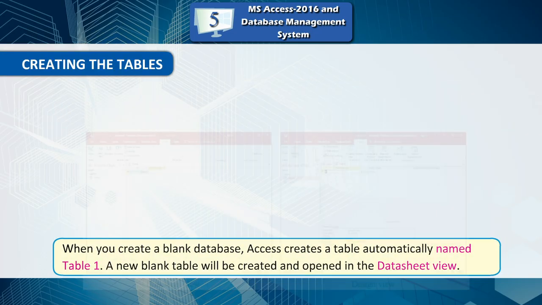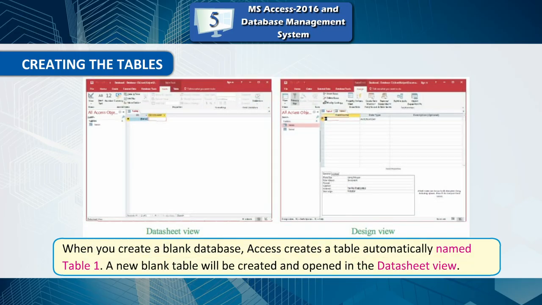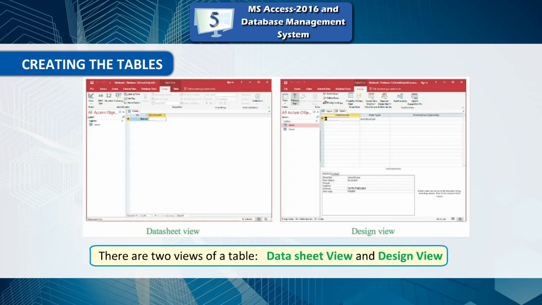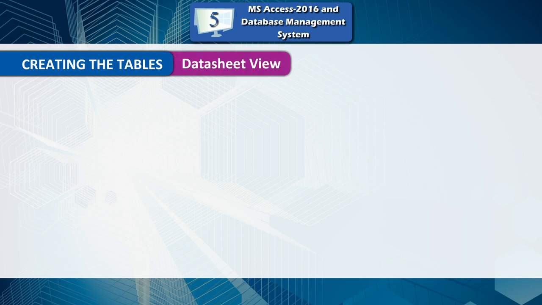Creating the tables. When you create a blank database, Access creates a table automatically named Table 1. A new blank table will be created and opened in the datasheet view. There are two views of a table: datasheet view and design view.